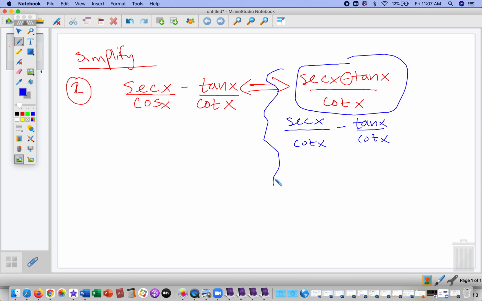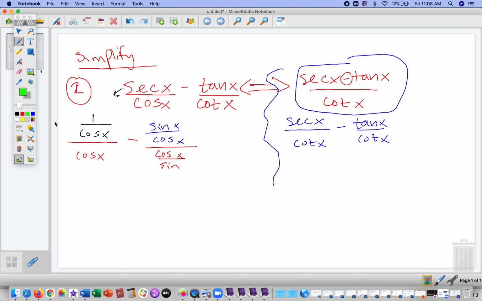So coming back over here on the left, we want to replace secant, cosecant, and tan usually with sine and cosine. So I'm going to replace secant with 1 over cos. And we had that still over cos. And then minus, tangent we can replace with sine over cosine all over. Cotan is cos over sine.